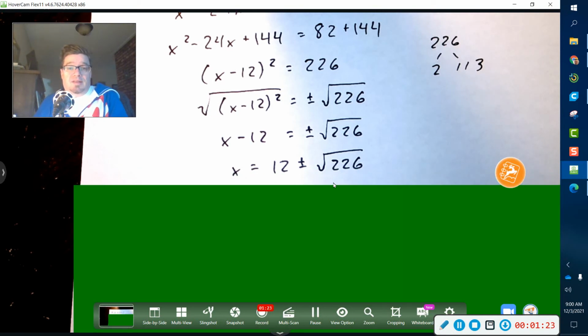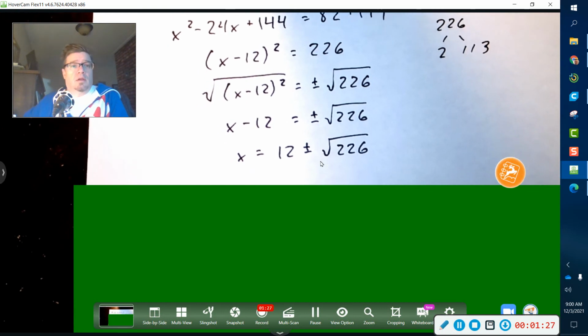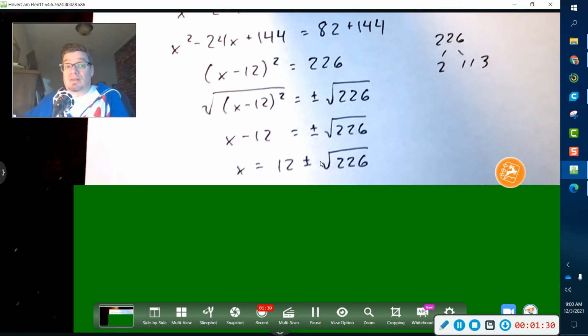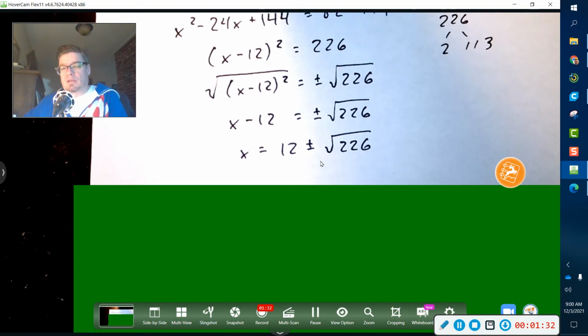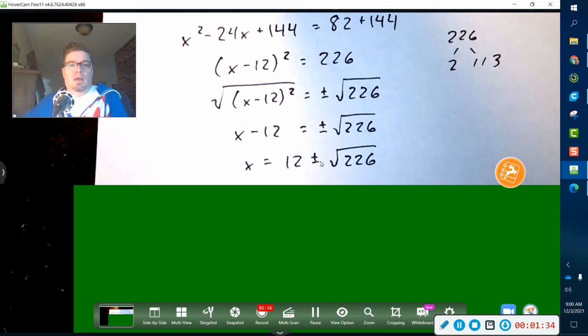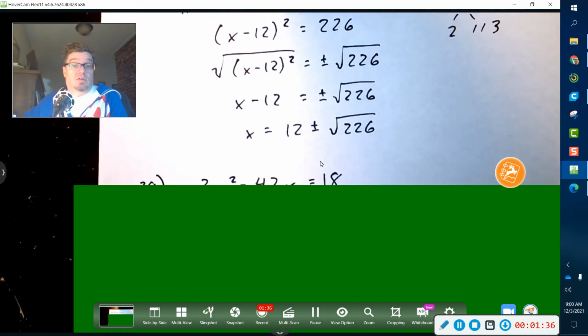12 gets added to both sides. And so if I would have done the quadratic formula, it would have given me the same result. All right, so that's why completing the square is going to be an extra credit problem. Okay, so that's my final answer, those two decimal answers.